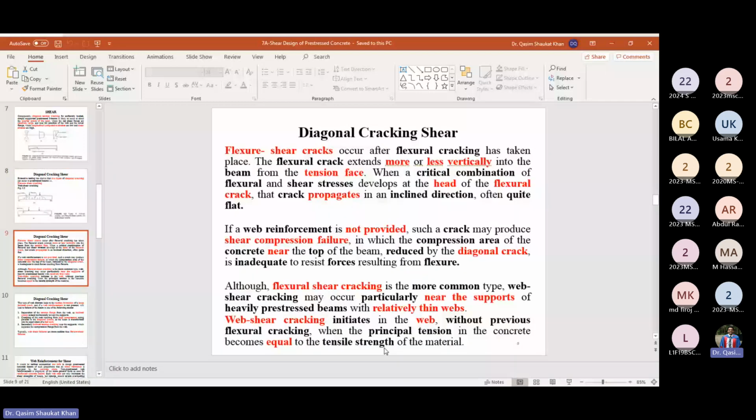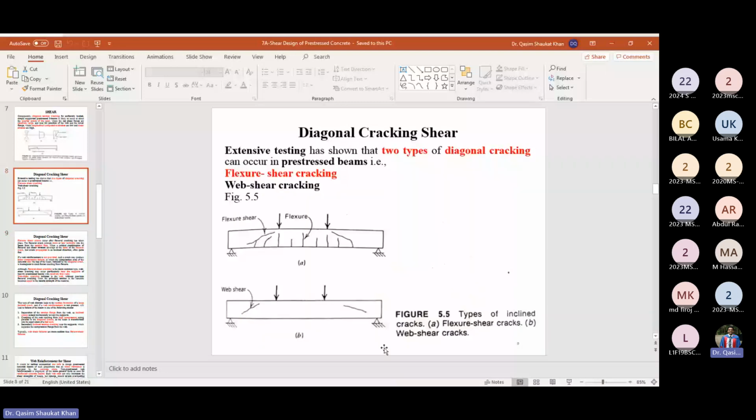So our shear design will be based on flexure shear cracking and web shear cracking. Our shear design is to ensure that flexure shear cracking and web shear cracking do not occur in the pre-stressed beam.